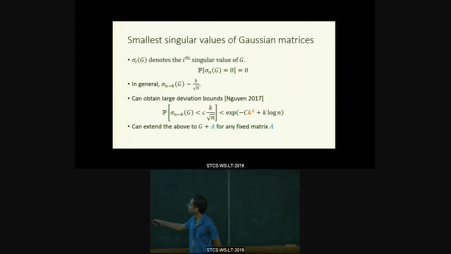Yeah, so I wrote a little c and a capital C here, they are different. This capital C depends on little c, but usually you choose some small constant here and then you will get some other constant on the right. So this capital C will only depend on little c. The k dependence I have explicitly written to be k square and then this k log n.